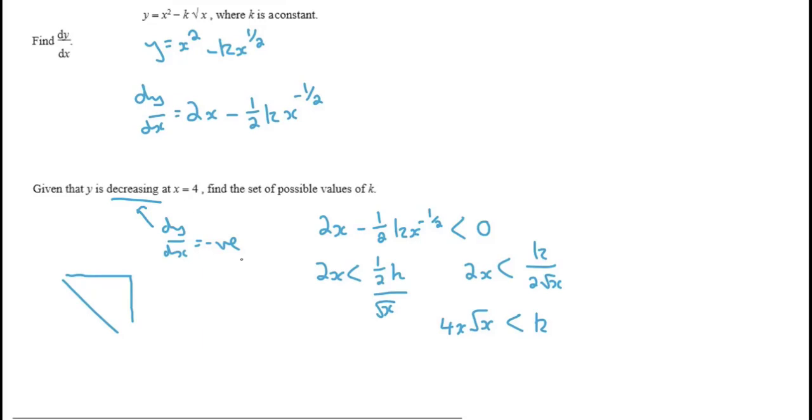We know that x is 4, so you've got 4 lots of 4 times the square root of 4 is less than k. Well, 4 times 4 is 16. The square root of 4 is 2. 16 times 2 is 32. So, the gradient of this curve will be negative. y will be decreasing at x is 4, so long as this k value here is greater than 32.